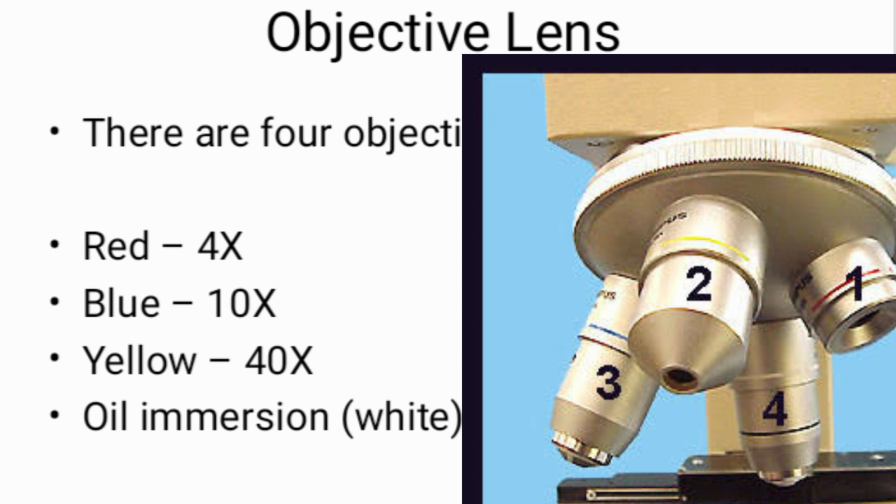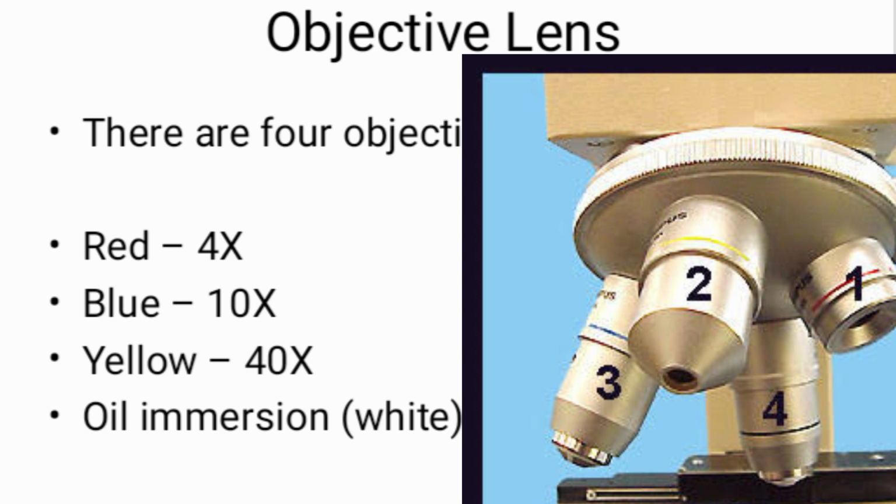Number 3, we have the high power objective lens. It transmits yellow light with 40 times magnification. It is also the most ideal objective lens for the observation of non-stained preparations, either wet or fixed preparations.